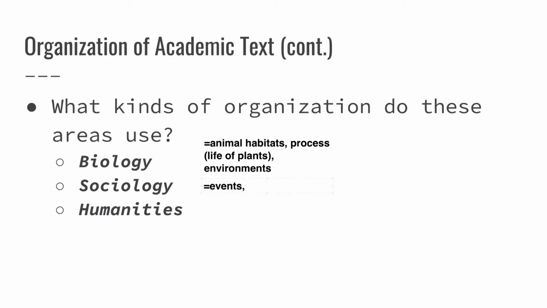Okay, what other ways do you think we would organize information? What do you think, Rena? Any other ideas? Data. Aha, there we go. Yeah, so even though sociology is usually thought of as kind of a soft science, we do use data and statistics, right? In fact, we could even add that to our discussion of biology. Biology often uses data.